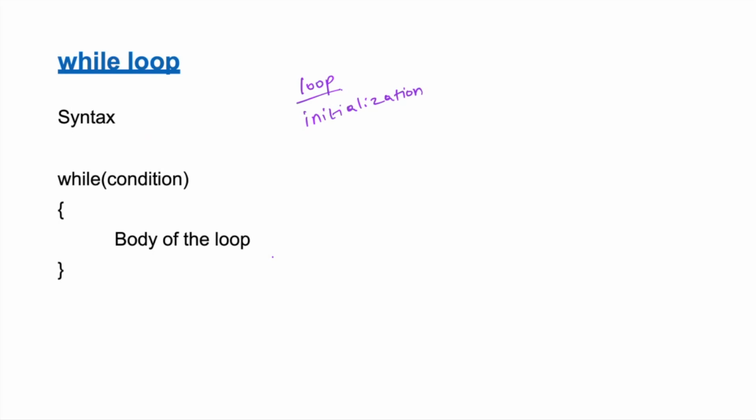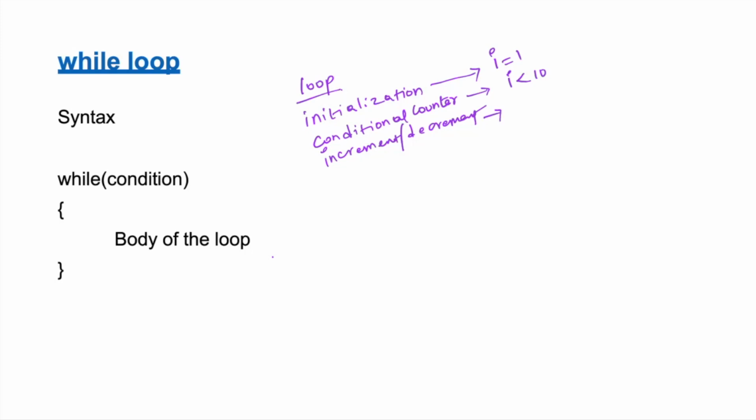Second one is conditional counter, and the third one is increment or decrement counter. Okay, initialization counter will tell where you have to start your loop. At 1 I want to start the loop. Conditional counter will tell you where you have to stop the loop. For example, I less than 10, there you stop it. When I is greater than 10, then you stop it.